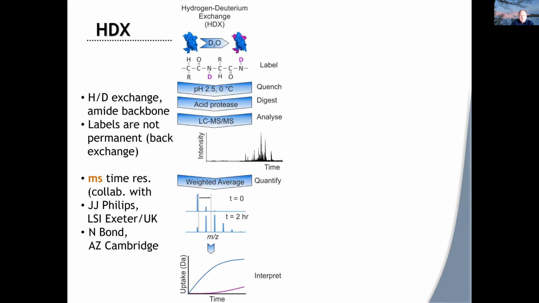Very briefly, let me summarize HDX and FPOP side by side. So HDX labels the amide backbone. The labels are not permanent, so you have to use specific proteases, digest fast and analyze fast. But I think Agiris will also tell us much more about HDX in a membrane protein context later. The timeline can be as good as milliseconds.